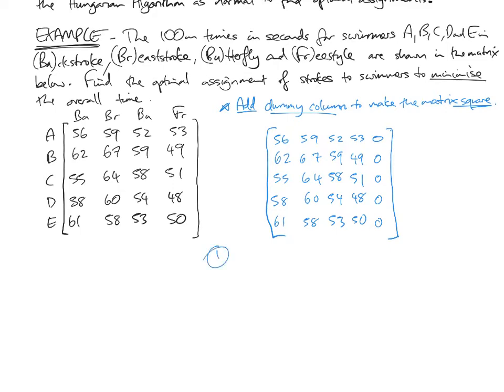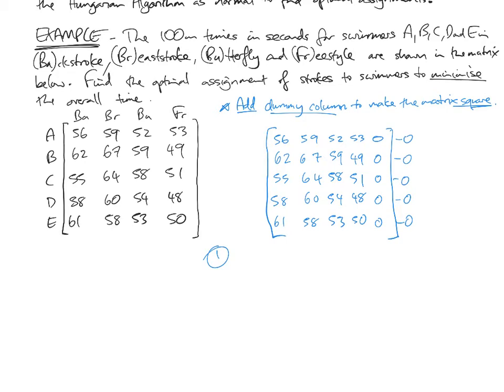Step 1. We need to subtract the smallest value in each row from the elements. So minus 0, minus 0, minus 0. 0 is the smallest in each row. Nothing happens in step 1, so it remains the same.